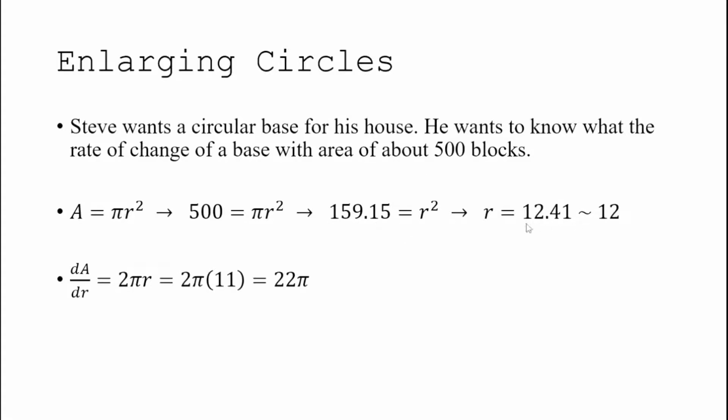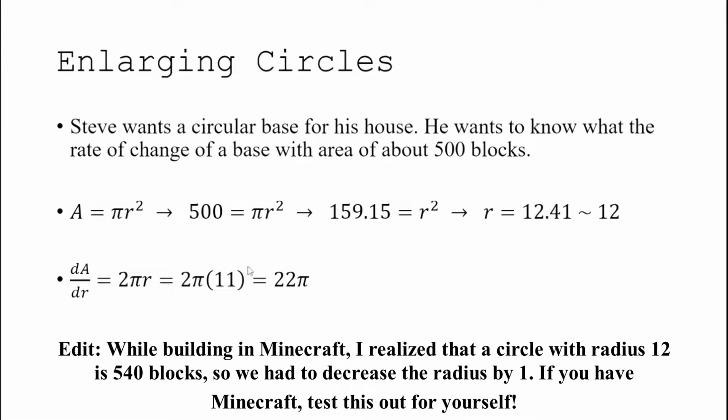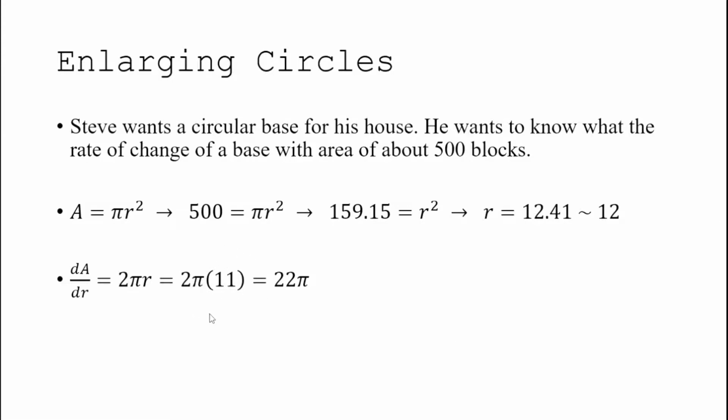Well, what do you know? It's not an integer, as with 99% of circles. So we're going to round it to 12 by rounding down. All right, so we're back here, and we figured out that the radius actually should be 11 in order to stay under 500 blocks. This is just a weird quirk with Minecraft.